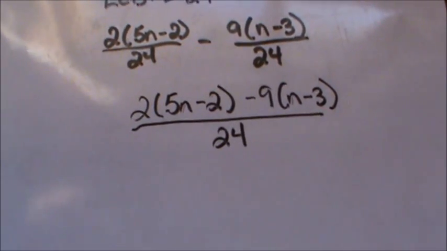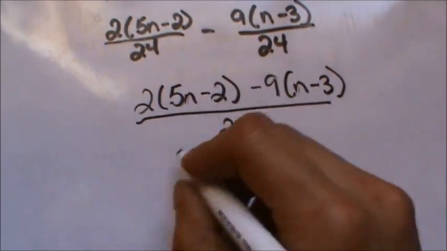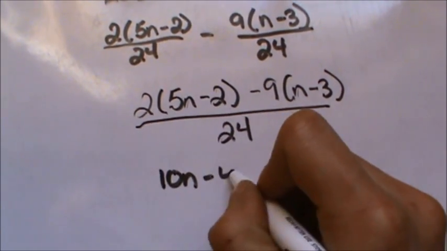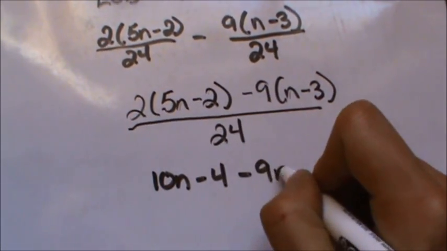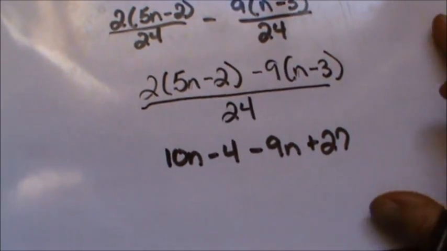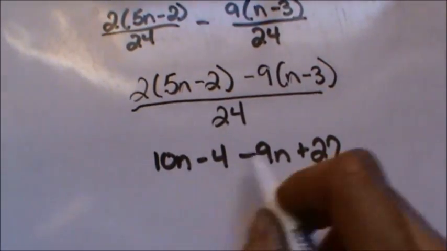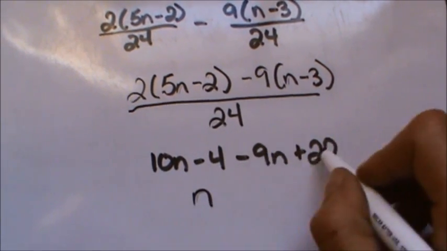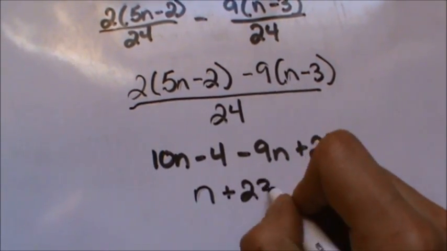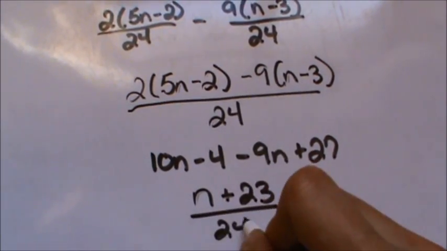I need to do some simplifying and distributing, because I'm not going to leave my numerator like this. Combining like terms, I'm going to have n and a 23 all over 24.